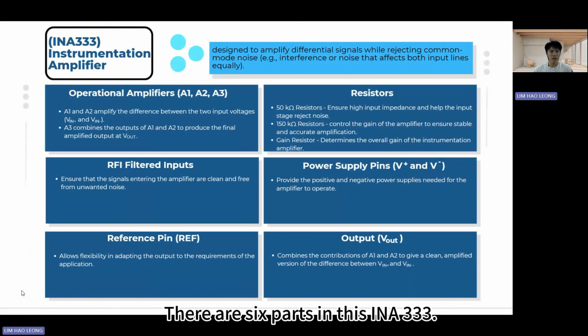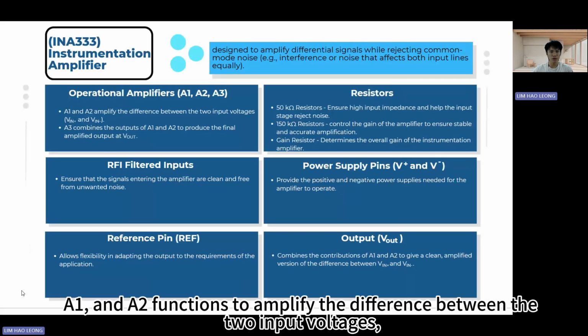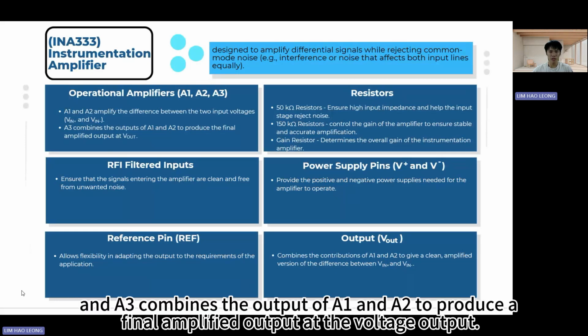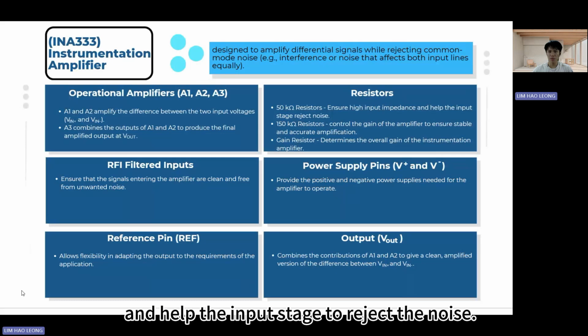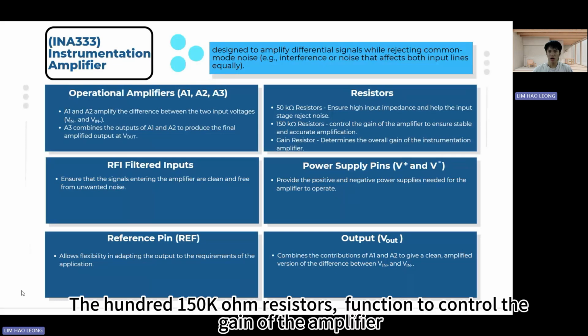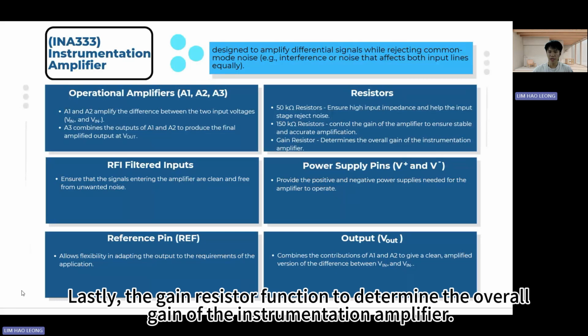There are 6 parts in this INA333. First one, operational amplifiers. There are 3 operational amplifiers known as A1, A2, and A3. A1 and A2 function to amplify the difference between the 2 input voltages, and A3 combines the output of A1 and A2 to produce a final amplified output and the voltage output. Secondly, resistors. The 50k ohm resistors function to ensure high input impedance and help the input stage to reject the noise. The 150k ohm resistors function to control the gain of the amplifier to ensure a stable and accurate amplification. Lastly, the gain resistor functions to determine the overall gain of the instrumentation amplifier.